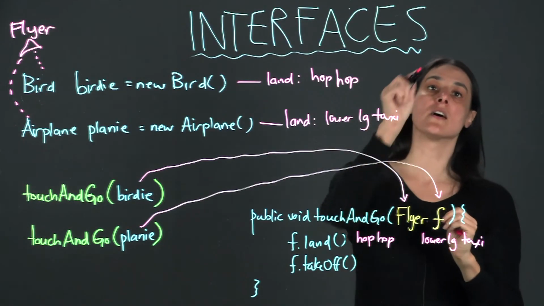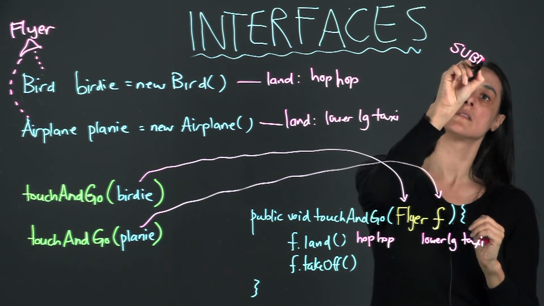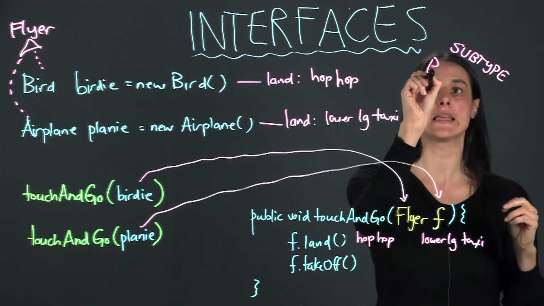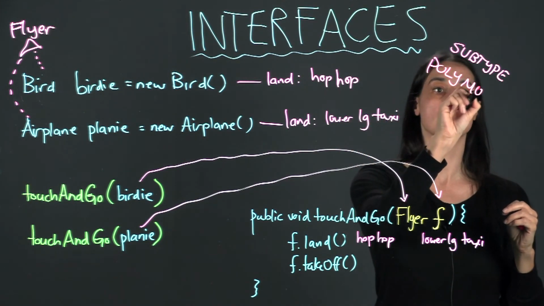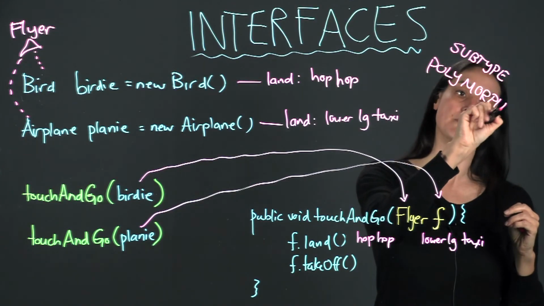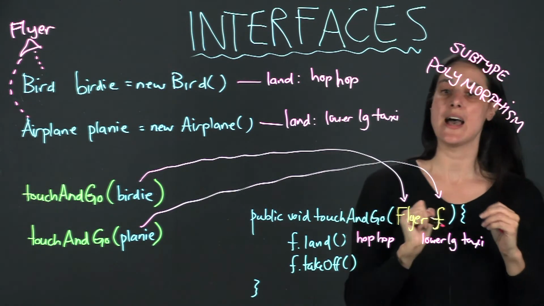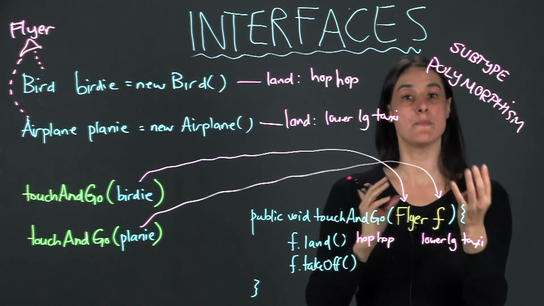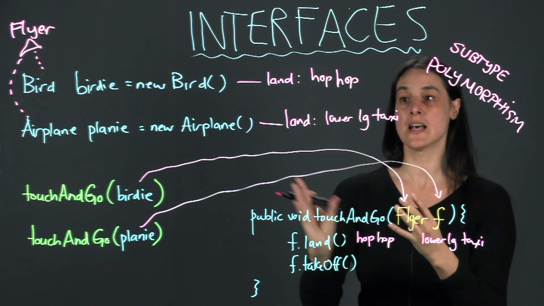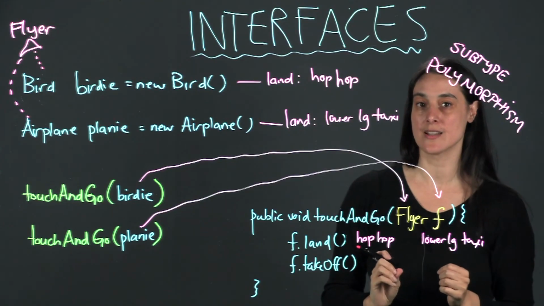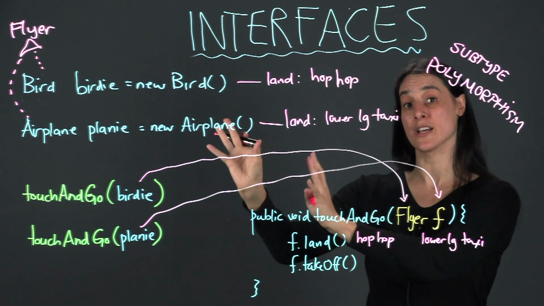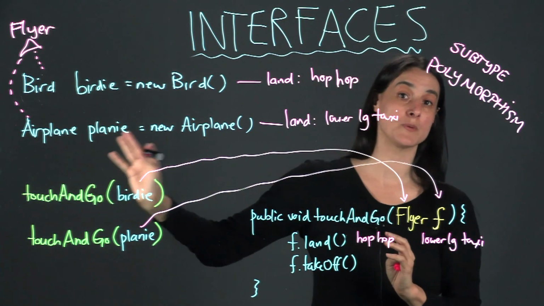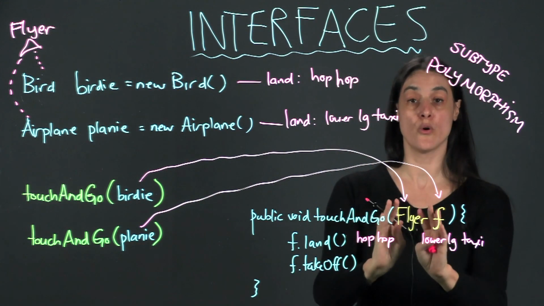And this is something called subtype polymorphism, which is a huge word. Polymorphism. And that just means that an object like this has the ability to take on different forms depending how it's instantiated. So in this case, F can behave like a bird or it can behave like an airplane because those are both substitutable subtypes for a flyer.